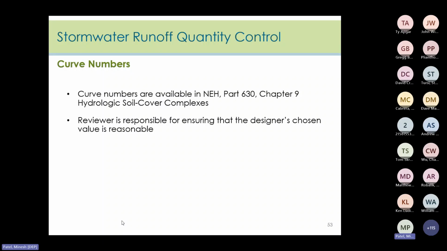Now I'm going to hand it off to Anthony Roblick, who will take you through the rest of stormwater runoff quantity control. Okay, thanks, Manesh. Just bear with me a moment while I switch this over to my screen.